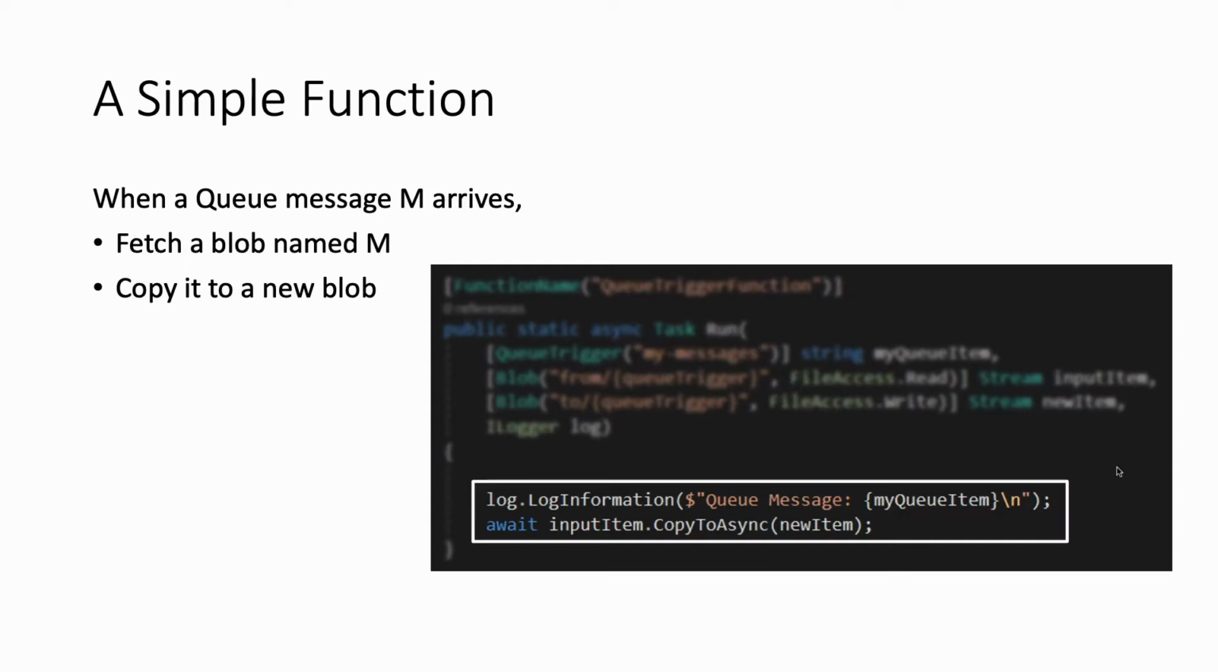And this part is the actual code itself. Nothing fancy here. We're just logging the queue message and copying one stream to the other. So this is the core idea of a very, very simple Azure function.